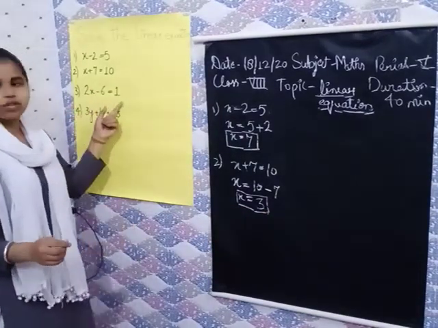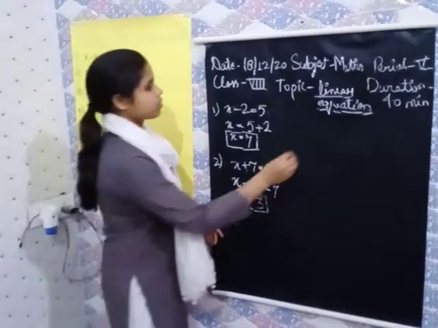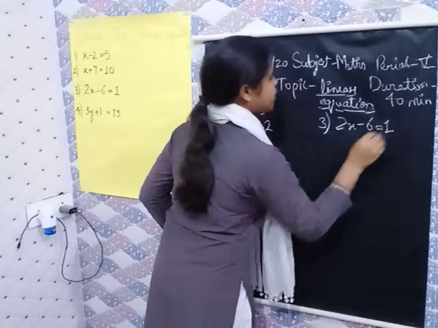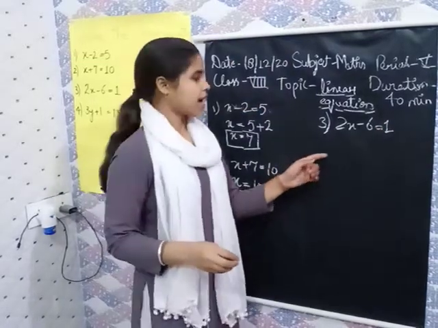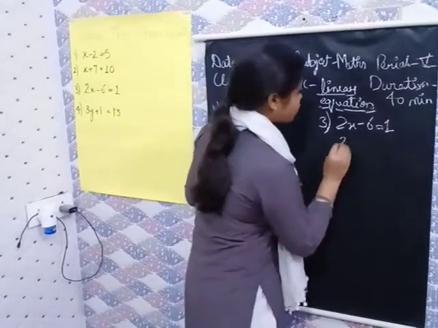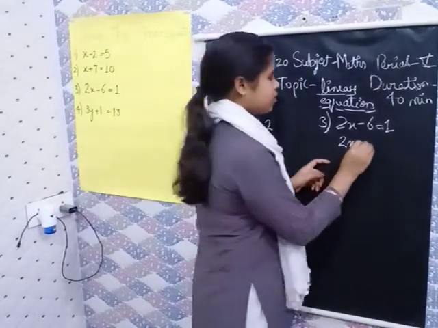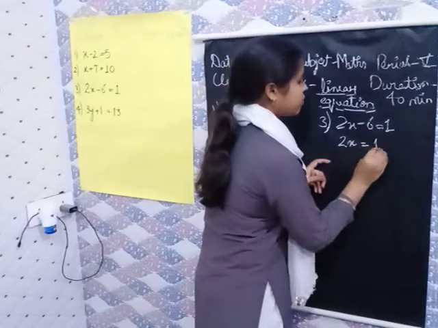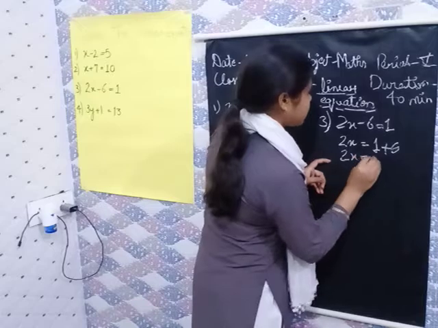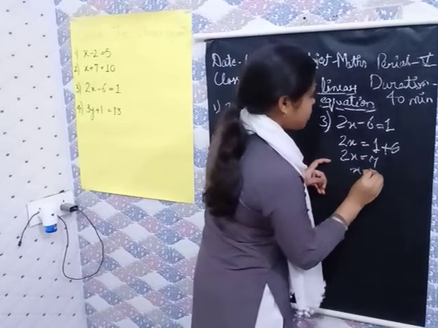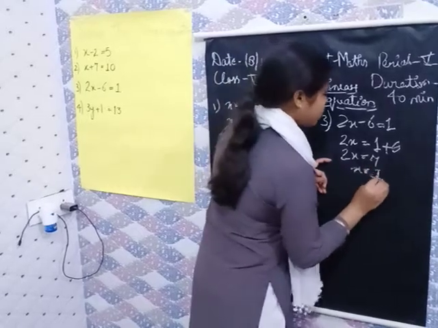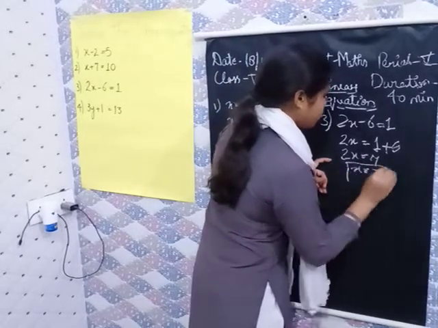Now see the third question. 2x minus 6 is equal to 1. What is variable here? X. And what are constant? 6, 1. Very good. So, for solving it, we will write it as 2x. 6 will become plus when it changes this side, 1 plus 6 is 7. 2x is equal to 7. X will be 7 by 2. 2 will come into divide. X is equal to 7 by 2.